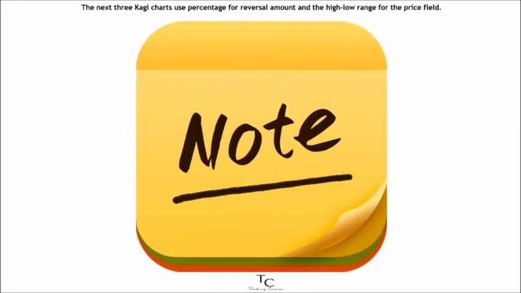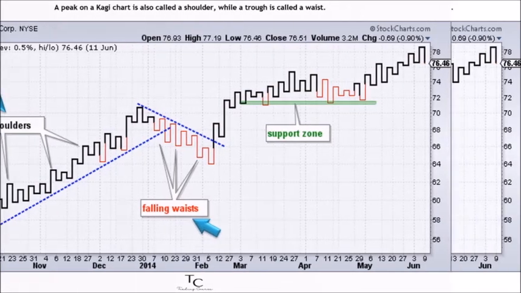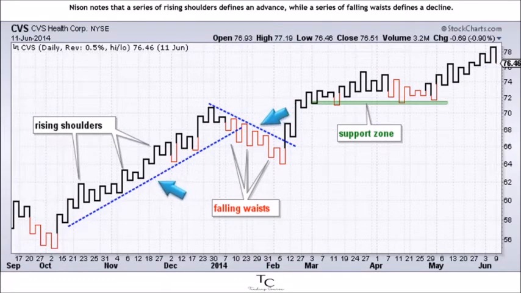The next 3 Kagi charts use percentage for reversal amount and the high-low range for the price field. A peak on a Kagi chart is also called a shoulder, while a trough is called a waist. Nison notes that a series of rising shoulders defines an advance, while a series of falling waists defines a decline.